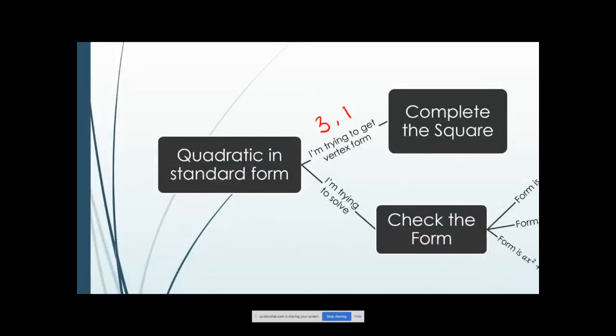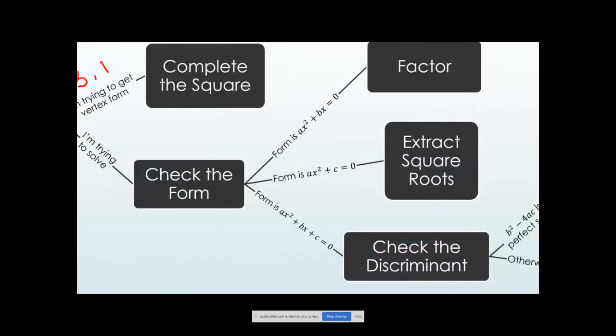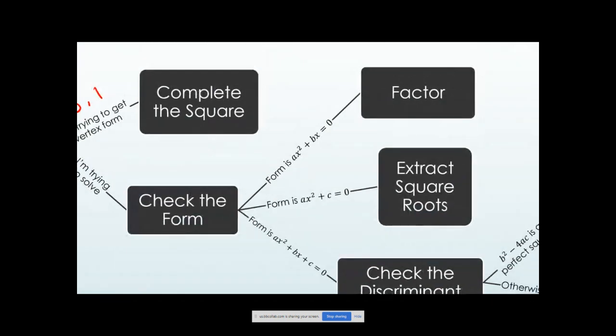then you would complete the square. Although we will be completing the square in this section so you can learn how. But we usually only use it to get vertex form or when you get into pre-calculus and calculus. It's handy. Otherwise, if you're trying to solve, then you want to check the form that it's in to determine which method is good. The first form, if we have ax squared plus bx equals 0, so there's no constant term, is something you can factor, so you want to factor that.